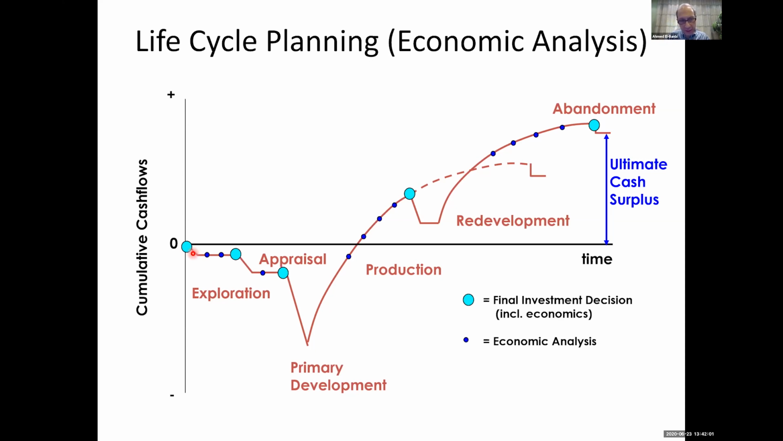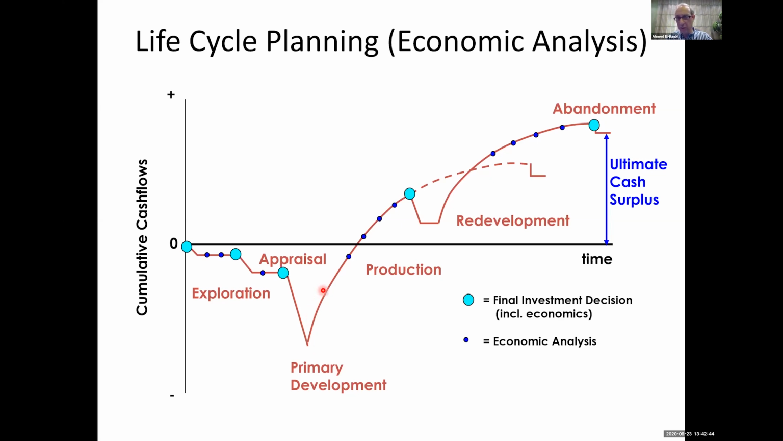So in the exploration phase, we drill, we acquire seismic, we process seismic, so we spend the money. So it goes negative here. Then after exploration, if we have a discovery, we go and drill appraisal wells. So another expense. And we study. While we're studying, studying is cheap, drilling is expensive. So we generate the field development plan, and then we go into what we call primary development. So here we drill a lot of wells and we build our surface facilities. So we spend a lot of money. Then at this point, we hook up our wells to production and we start selling the oil or the gas and we start making some money.